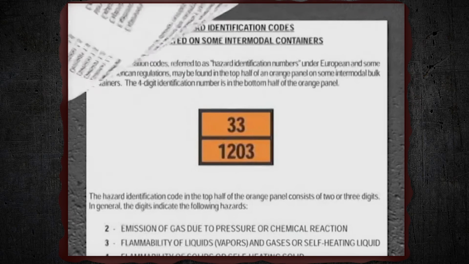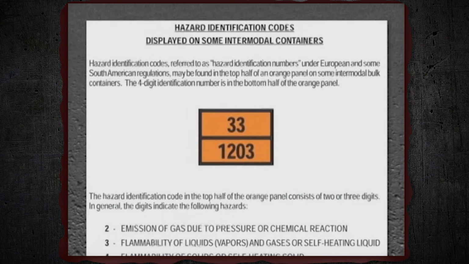You also may occasionally see a double orange panel. The top is used on some intermodal bulk containers and is referred to as the hazard identification code, and below that is your 4-digit identification number.